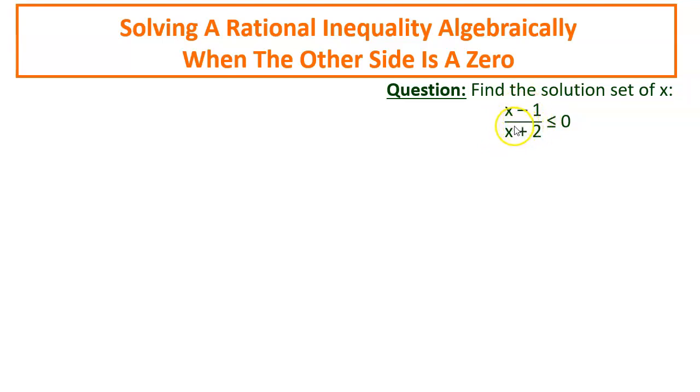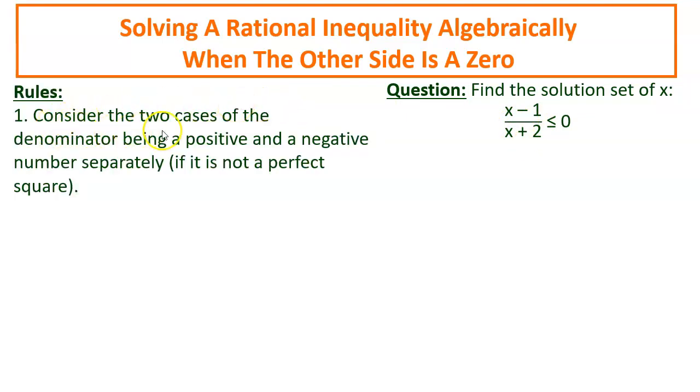And now we come to the rules. Rule number 1 says, consider the two cases of the denominator being a positive and a negative number separately if it is not a perfect square. What is the meaning of if it is not a perfect square, and why do we need this?